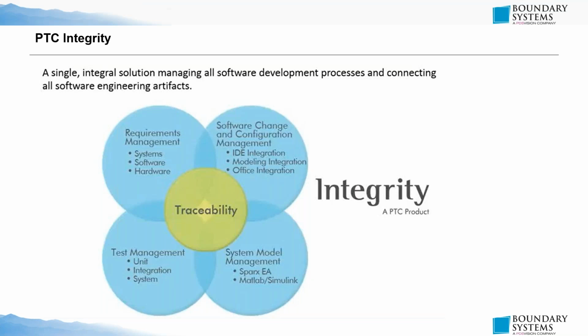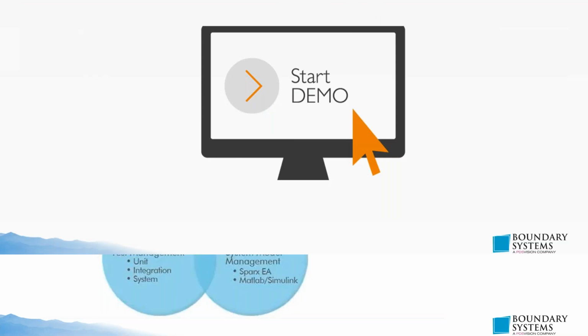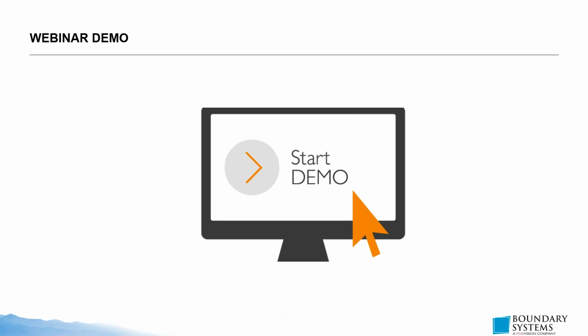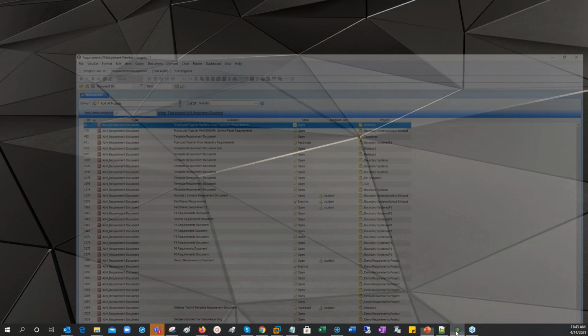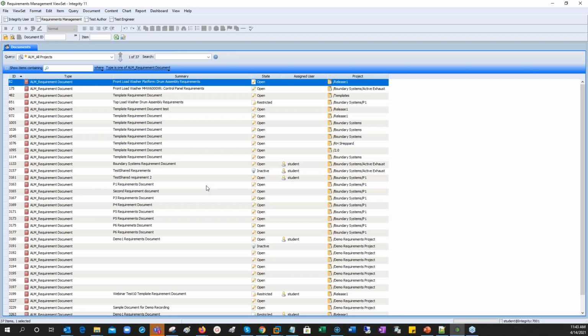So at this stage, I'm going to show you the tool, how it actually works, and how we can manage requirements in the tool. As I've said, the tool is called PTC Integrity, and it manages your requirements, your specifications, the software configuration, or the system engineering configuration. So this is the interface, which is built similar to Microsoft Word so that it's very easy to use.